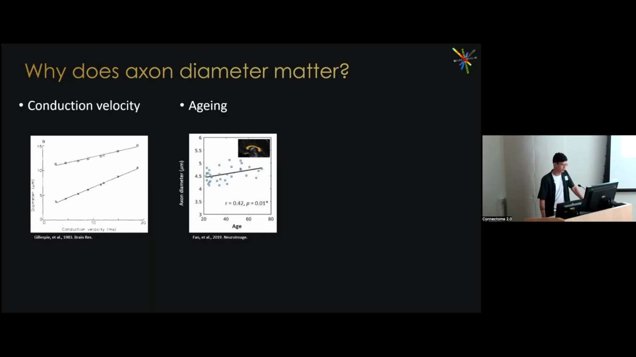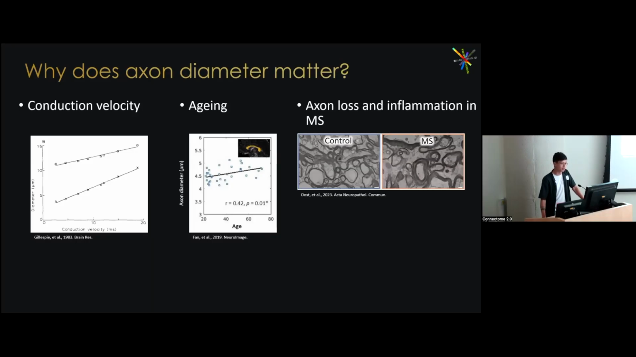is associated with, for example, aging. So by measuring the axon diameter, we may be able to monitor neurodegeneration. And also, for example, in the multiple sclerosis case, studies have been showing, for example, in this histological data, that the MS patients have larger axon diameter compared to the control, potentially due to inflammation, and they also demonstrate some axonal loss.